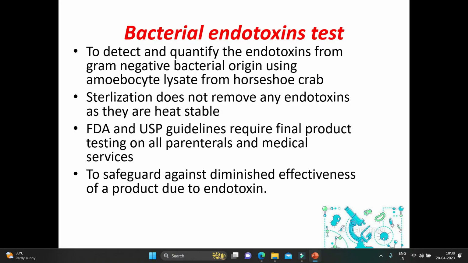Some tests are there to detect bacterial endotoxins. To detect and quantify endotoxins of bacterial origin, amoebocyte lysate from the horseshoe crab is used. Sterilization does not remove endotoxins as they are heat stable. So FDA and USP guidelines require final product testing, to safeguard against diminished effectiveness of the product due to endotoxin.